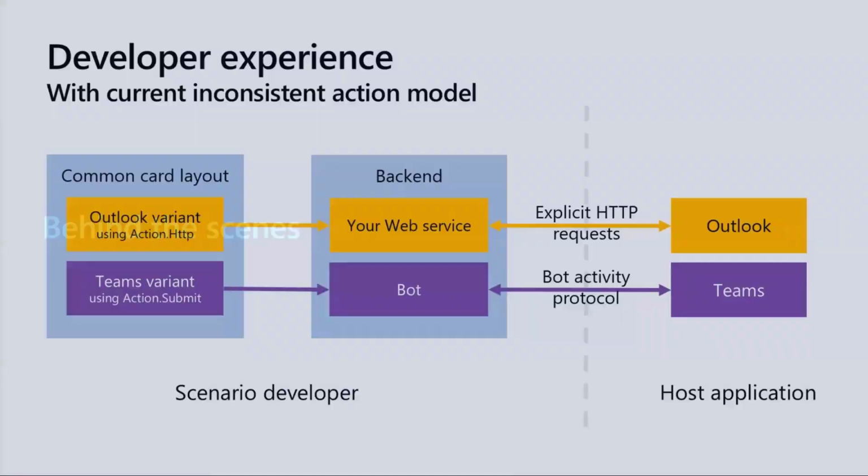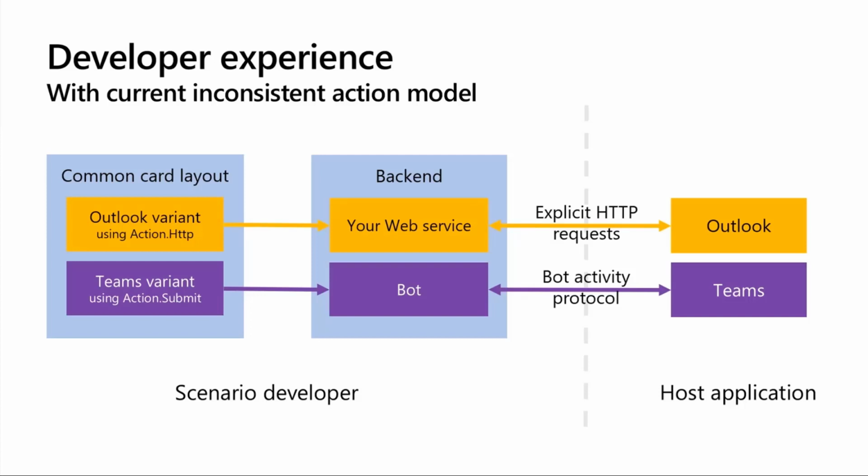Going into behind the scenes, this is what the current inconsistent action model looks like. We'll be talking about what's changed and what's happening behind the scenes. On Outlook, you would have your web service on the backend, while on Teams, when you were using Action.Submit, you would have had your bot doing the legwork there.